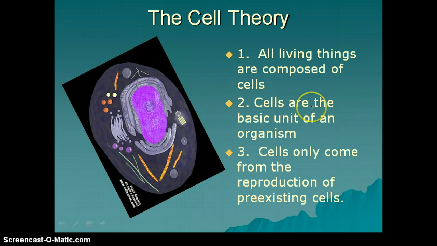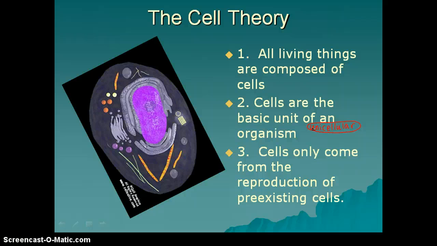Now this part here, cells are the basic unit of an organism, we can know that because there are unicellular organisms like bacteria, and they have all that they need to function. So one individual cell can function alone if it's a unicellular organism. Other organisms that are multicellular have many different types of cells that are all differentiated to do their specific job and allow the living thing to survive.